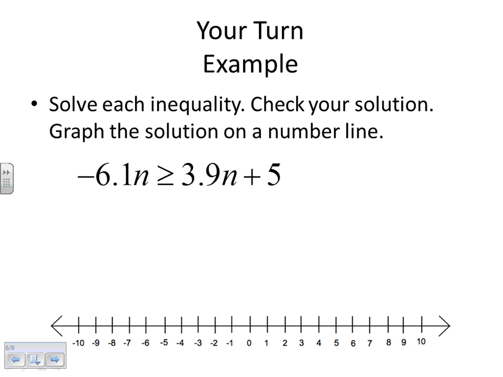Okay, now here is a your turn one. This one is a little different because it does have decimals, but don't fear the decimal. It's just going to be exactly like it was. So give me a pause and try this example as best you can.